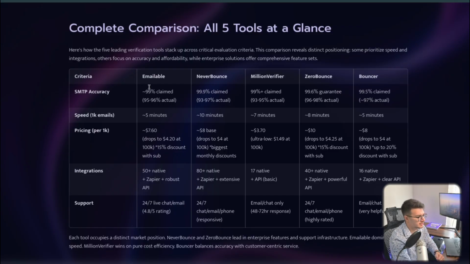Now, most of these tools claim 99.5% and above, or 99% and above accuracy. So out of 1,000 emails, 10 of them should bounce, really, if, let's say, they were all valid. Now, the actual numbers are a little bit below. So this is standard. This will vary depending on your list, where you get it from, and the quality, but 95, 96 actual, 93, 97 for NeverBounce, Million Verifier 93, 95, Zero Bounce 96, 98, and Bouncer about 97.